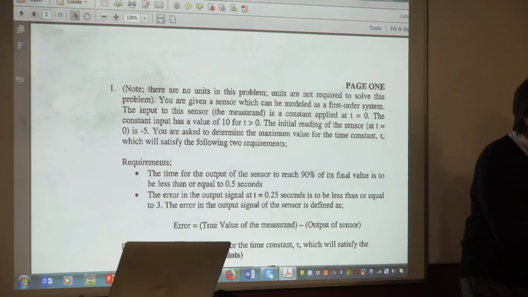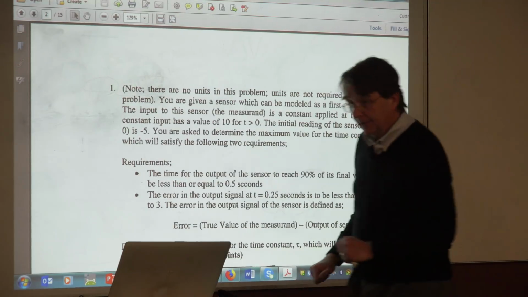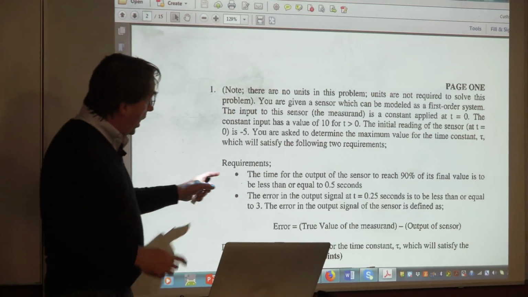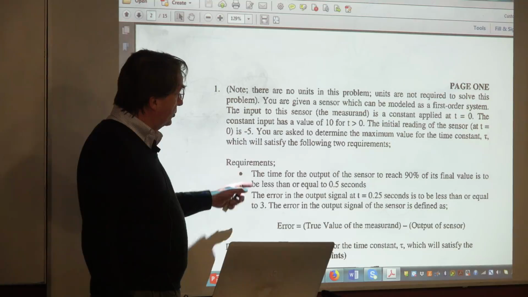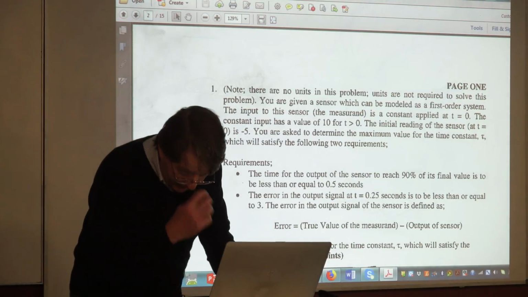So here's what we need to do. We need to solve the problem twice. And we're going to get two values of tau, and then we'll figure out which one to pick. So I say, okay, let's do it. So the first one, for the first requirement, the time to reach 90% of the final value, less than or equal to half a second.